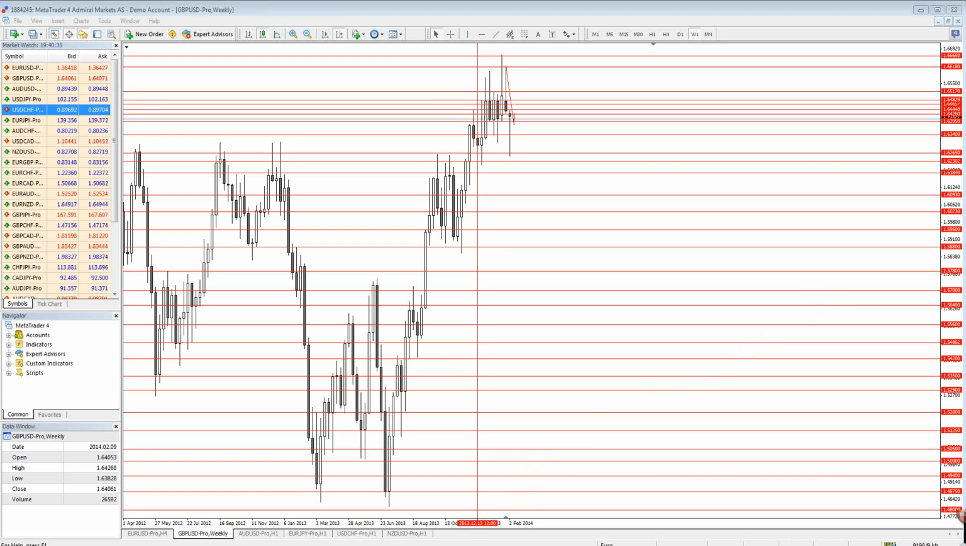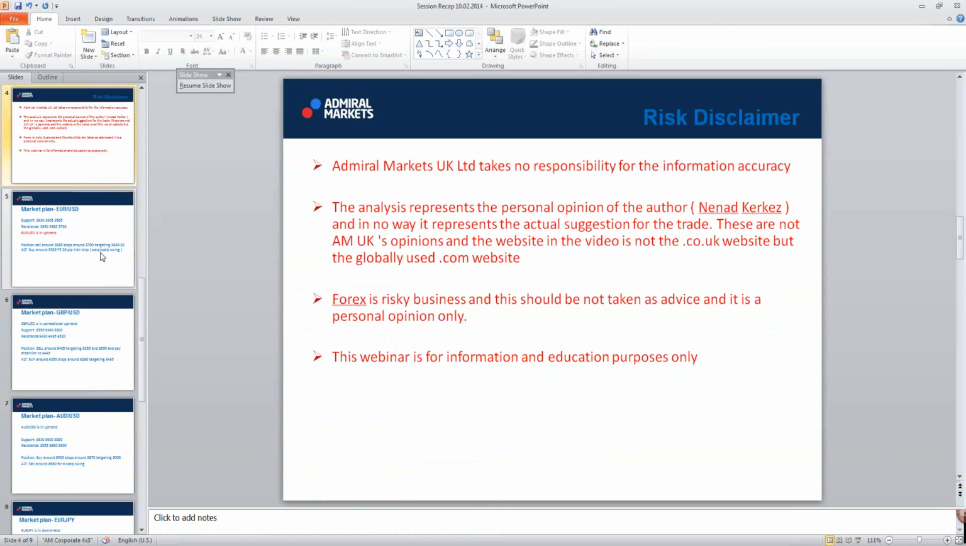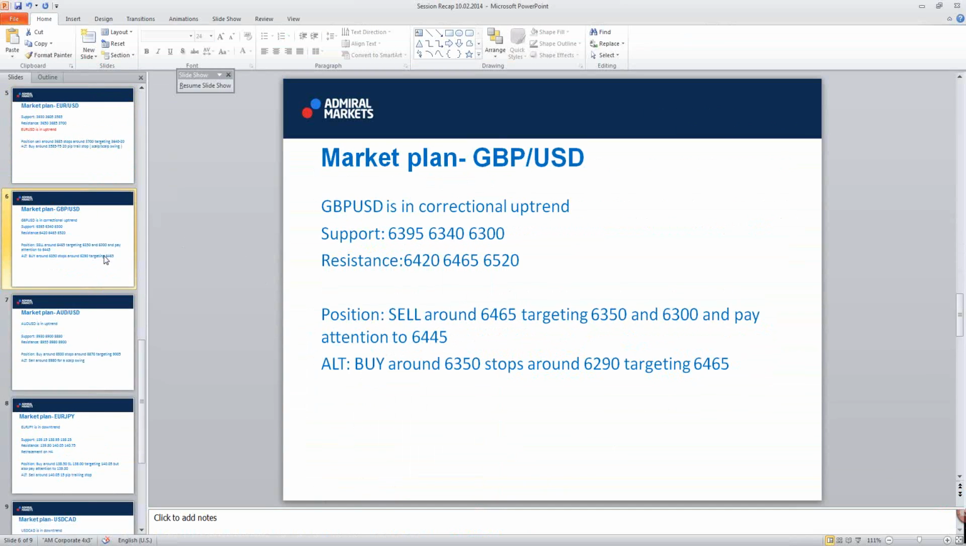So those are setups for this day, the upcoming day.